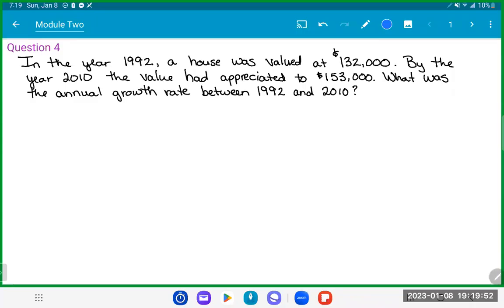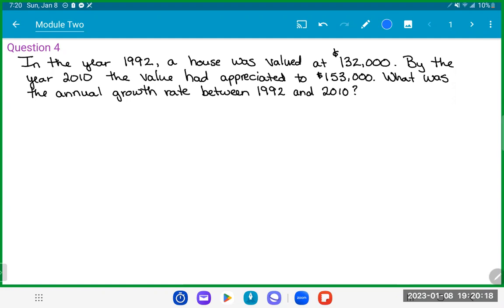Okay, for this video, we're going to cover question number 4 out of module number 2. This problem tells us that in 1992, we have a house that's valued at $132,000. By the year 2010, the value has appreciated to $153,000. So we want to calculate that annual growth between 1992 and 2010.